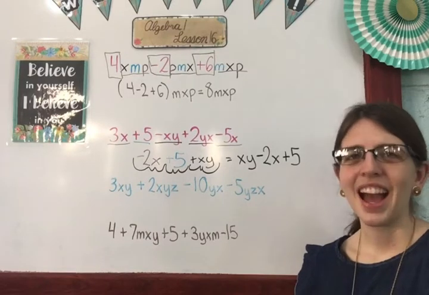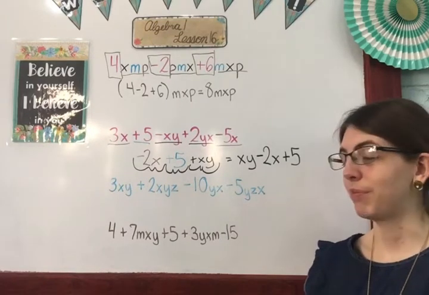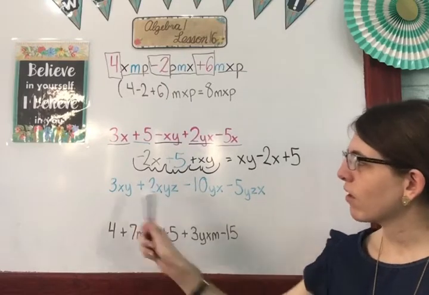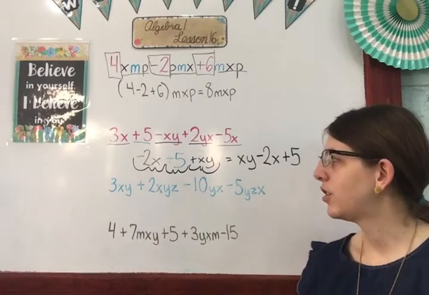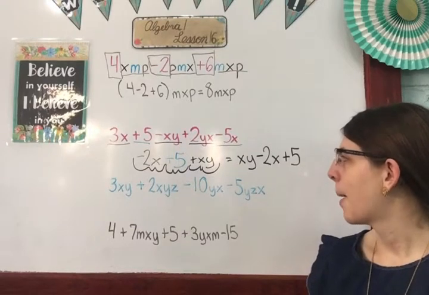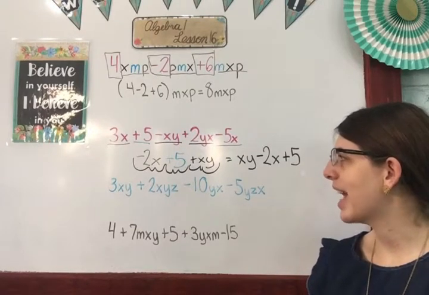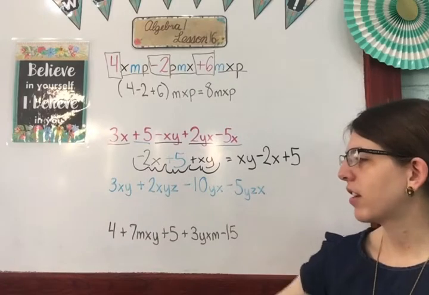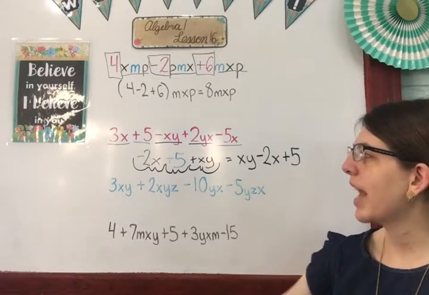Okay? All right, let's do a couple more examples. 3xy plus 2xyz minus 10yx minus 5yzx. Okay, let's find our like terms. We're just going to start with 3xy.